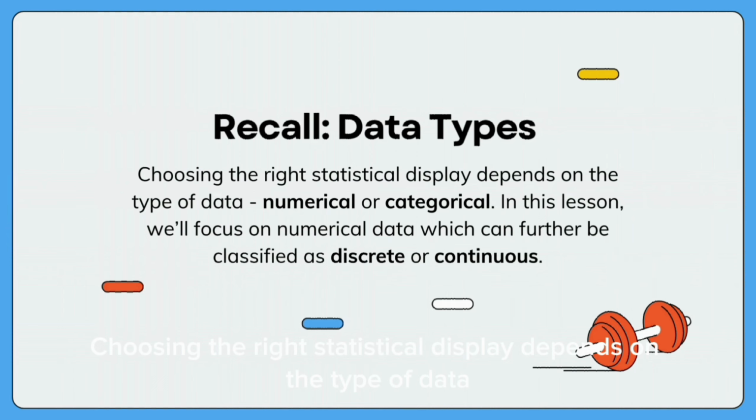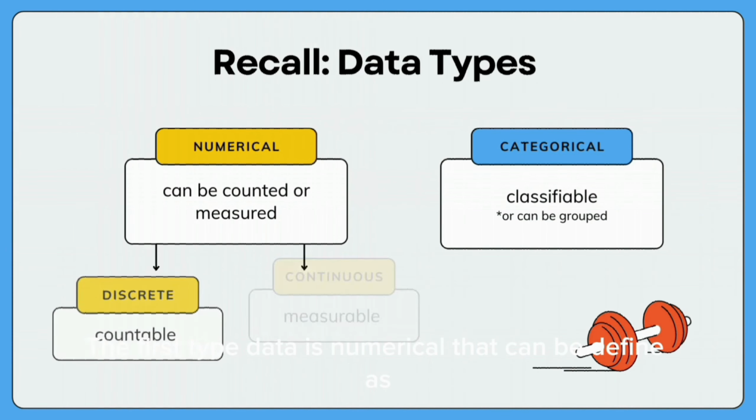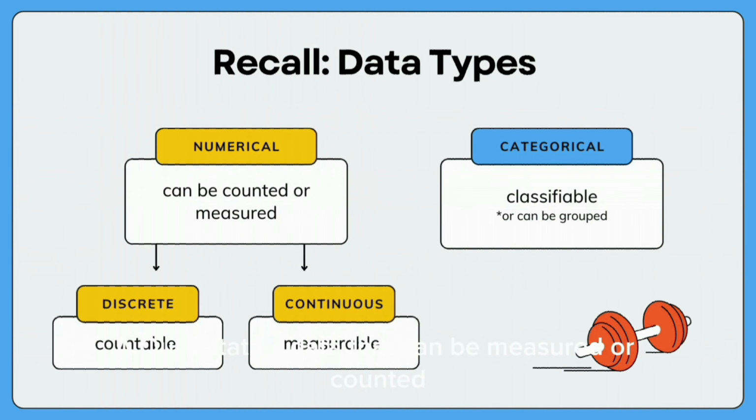Choosing the right statistical display depends on the type of data, numerical or categorical. The first type of data is numerical, that can be defined as quantitative data that can be measured or counted. Next, types of numerical data.